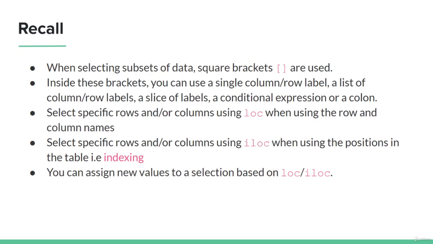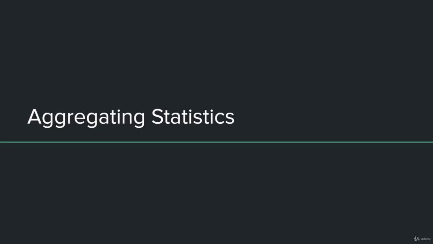Okay, so let's talk about aggregating statistics. This is so far the most valuable operation Pandas can provide us, because in this way we can process the information in the data frame whenever we want to calculate mean, median, mode, and any other statistical information of a particular column in the dataset, and we will see how we can do that.